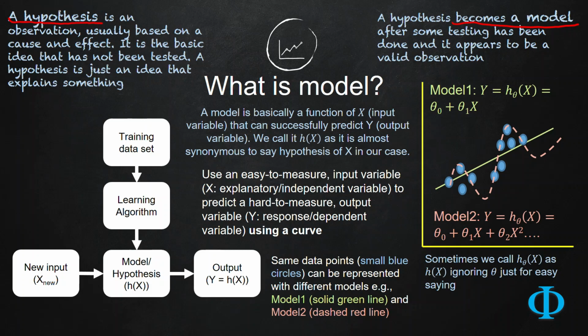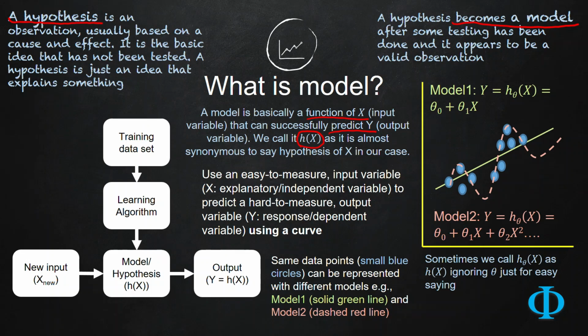interchangeably and almost synonymously. So basically, a model is a function of x, which is the input variable, that can successfully predict y, which is the output variable. Sometimes we express the model with h(x), as it is almost synonymous to say hypothesis of x in machine learning.